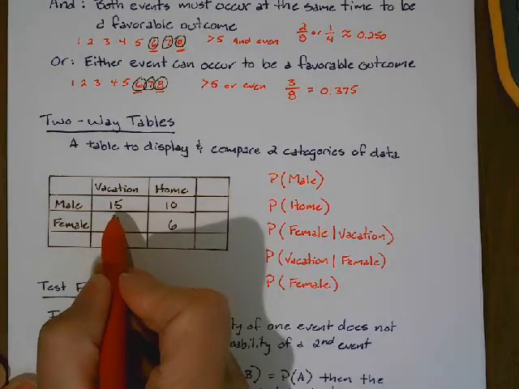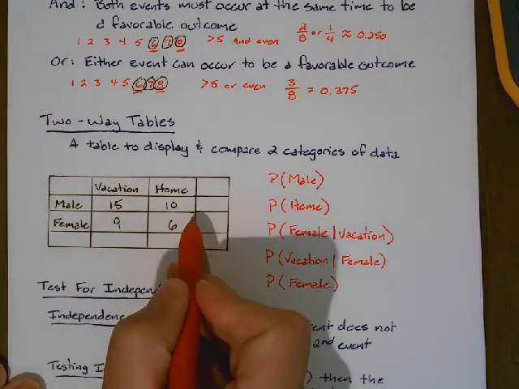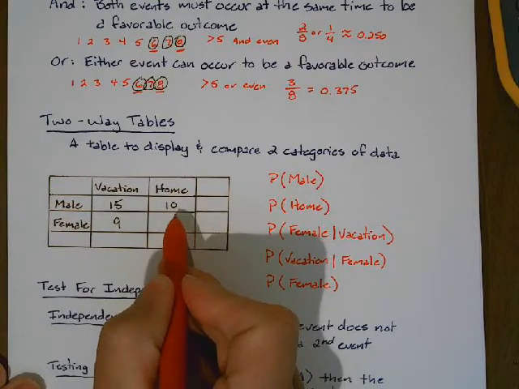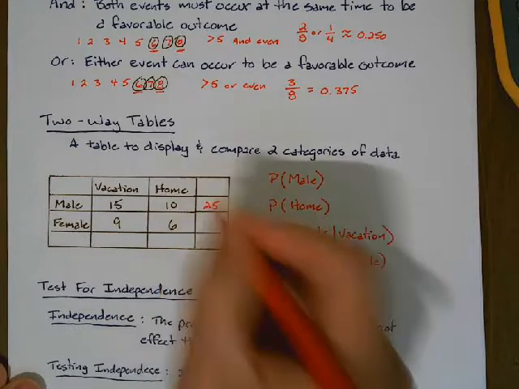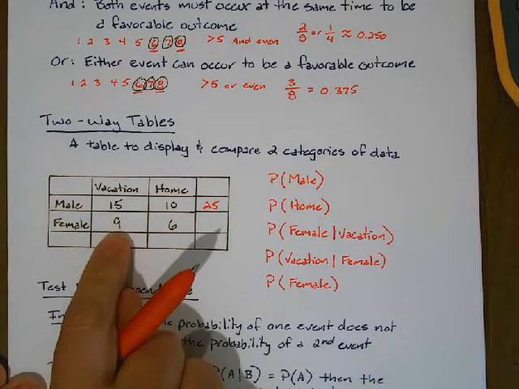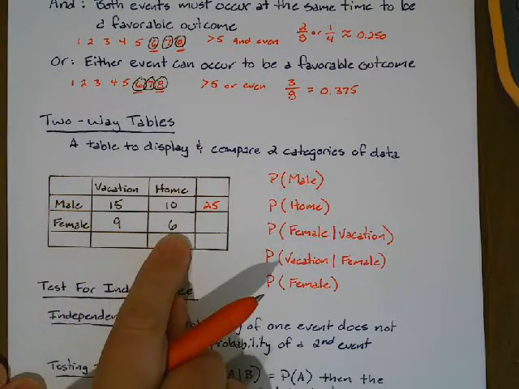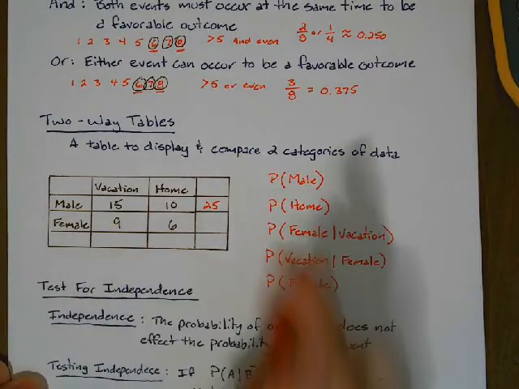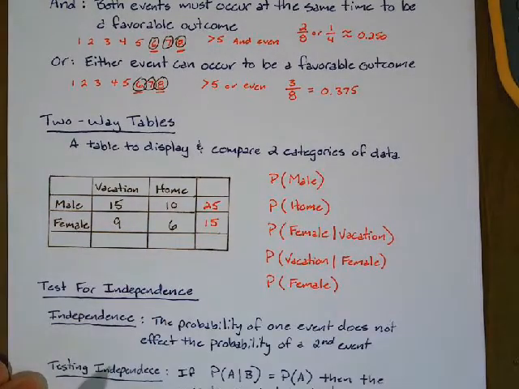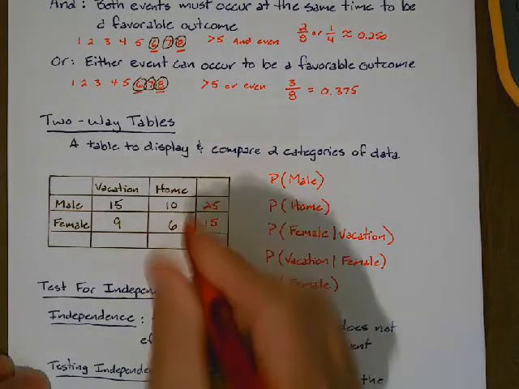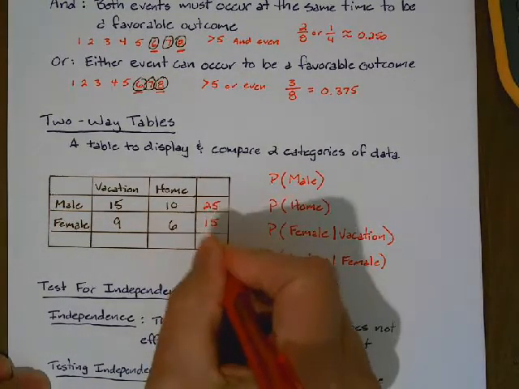So let's say that I've got this box here, says I've got 15 males that said they're going to go on vacation. Over here I've got 10 males who said now they're going to stay home. So that means I have a total of 25 males. Okay, I've got 9 females that said they're going to go on vacation. And I've got 6 females who said they are not going to go on vacation. They're going to stay home. So I had a total of 15 females respond to the survey. And if you look at it, that's a total of 40 people.